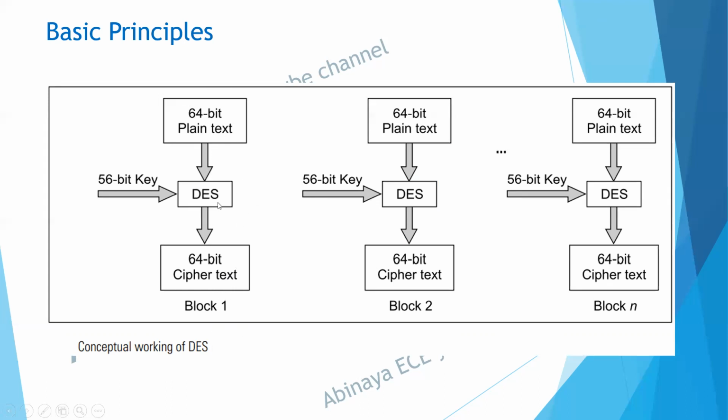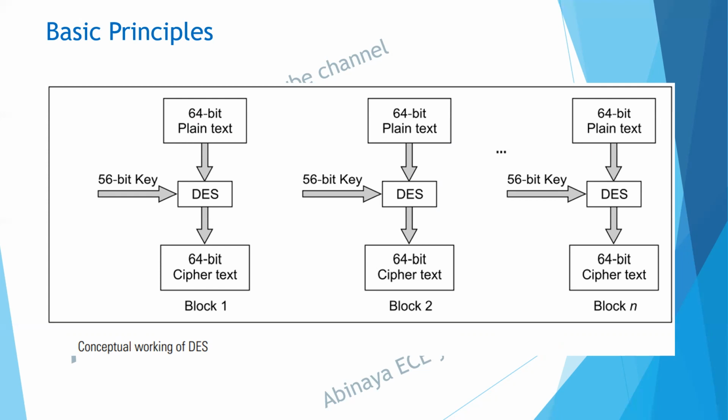To the DES algorithm, we give a plain text of 64 bits as input, and a 56-bit key, and obviously we will get a 64-bit cipher text. This cipher text includes the secret information plus our message, that is the plain text. DES uses a 56-bit key.